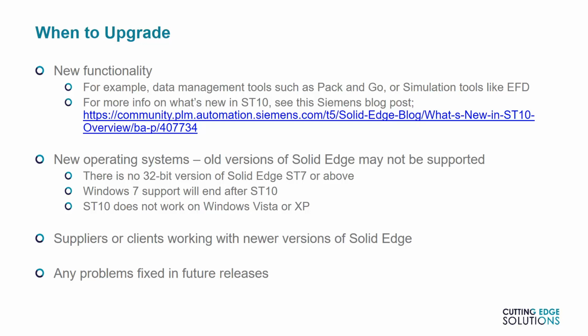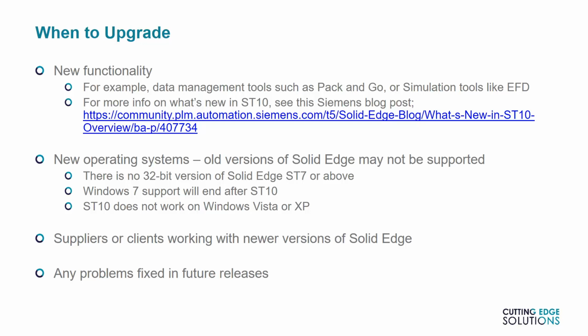Next, Solid Edge is designed to work with Windows operating systems, but not all of them. For example, it would make no sense to write a version of Solid Edge compatible with Windows 3.1. This has meant that 32-bit Solid Edge stopped being produced after ST6, and ST10 is the last version of Solid Edge to be supported on Windows 7. Also, ST10 will not install on XP or Vista systems, so bear this in mind before committing to an upgrade. The end result of this is that if you upgrade your operating system, you might need to upgrade Solid Edge as well.